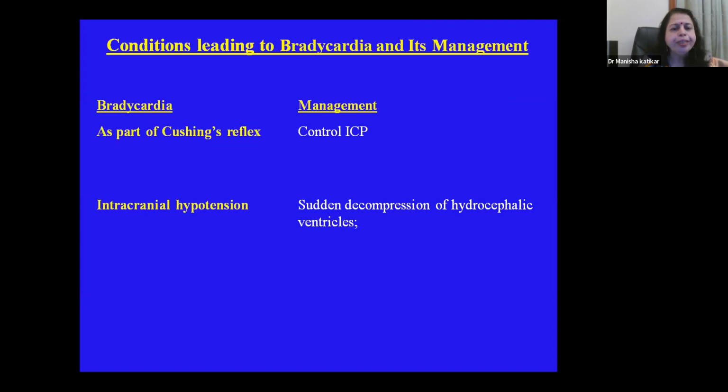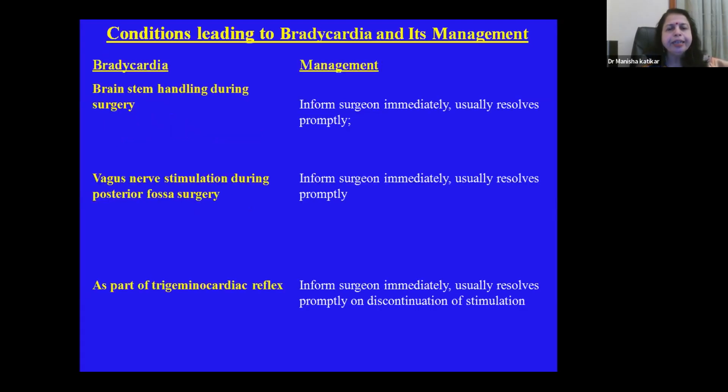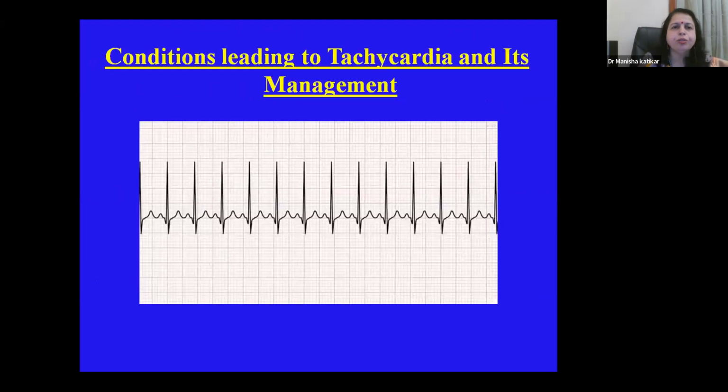So you need to be very, very careful when the surgeon puts the needle in the ventricle to drain the CSF while putting a VP shunt. Bradycardia can also occur because of brainstem handling, vagus nerve stimulation during posterior fossa surgery, or as a part of trigeminocardiac reflex. You need to inform the surgeon immediately, and this will help. If the stimulus is stopped, the bradycardia will usually get resolved.